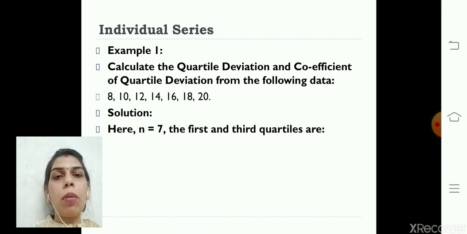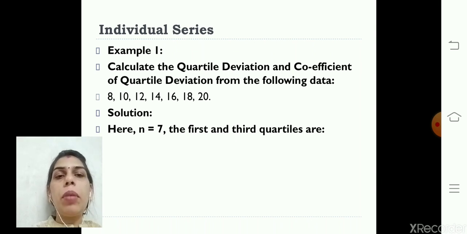Now we will see the problem. The first problem we will take from individual series. Calculate the quartile deviation and coefficient of quartile deviation from the following data. The data is given like 8, 10, 12, 14, 16, 18 and 20. Data is already in ascending order, so there is no need to rearrange the data, but if data is not in order, then first you have to arrange it either in ascending or in descending order, like for median.